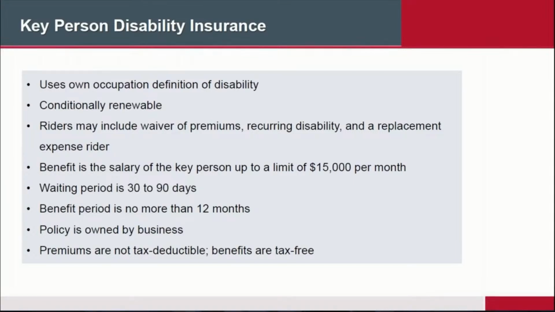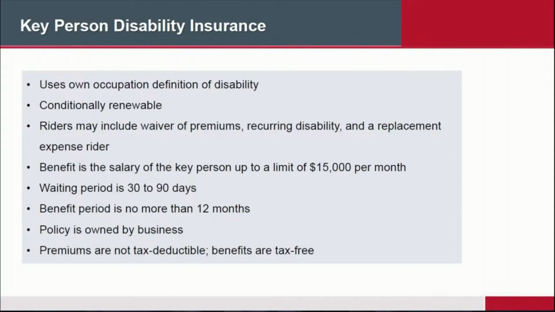Once again, because it is business insurance, it is own occupation for your key people as well. It could be a product that is guaranteed renewable, but can be conditionally renewable. It all depends on what you're buying. Again, riders could be added to this: waiver of premium, recurring disability. Remember that 6-month recurring disability, replacement expense riders. In other words, there are a number of options available as well.